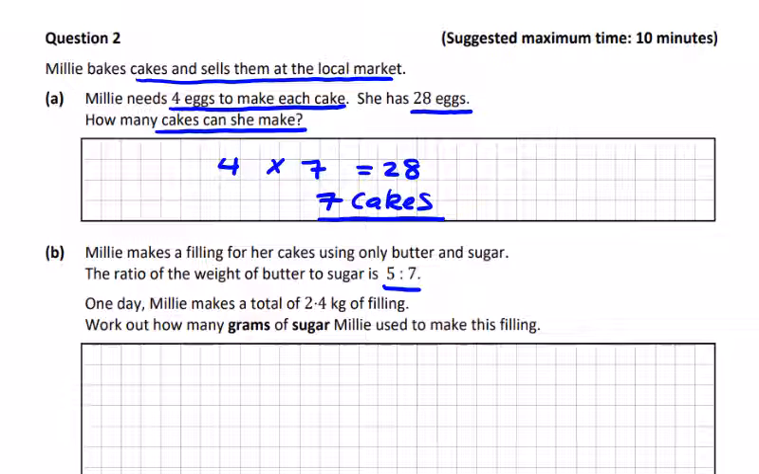Part B is a ratio question. She makes filling for her cakes using only butter and sugar, and the ratio of butter to sugar is 5 to 7. 5 to 7, just jot it down again.